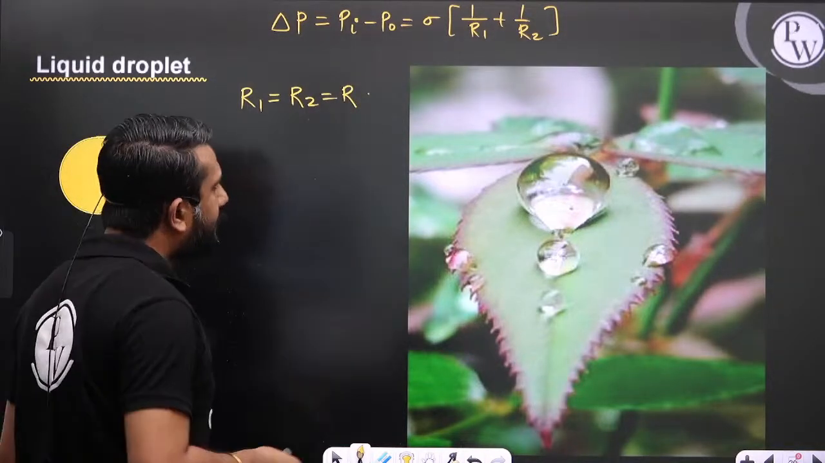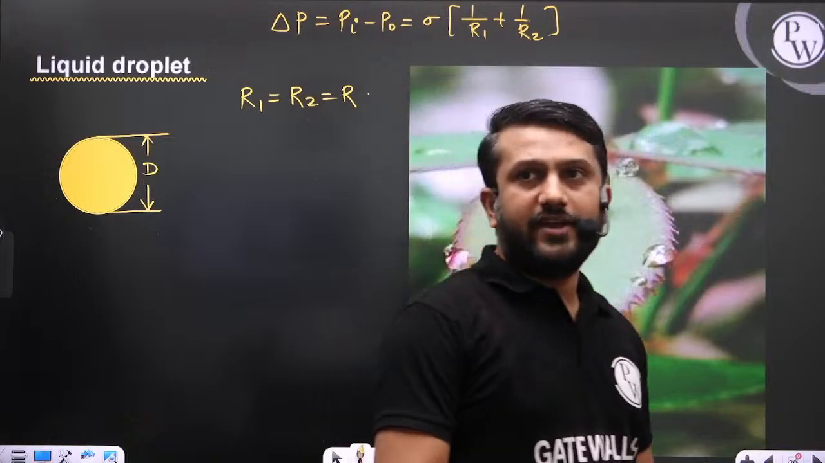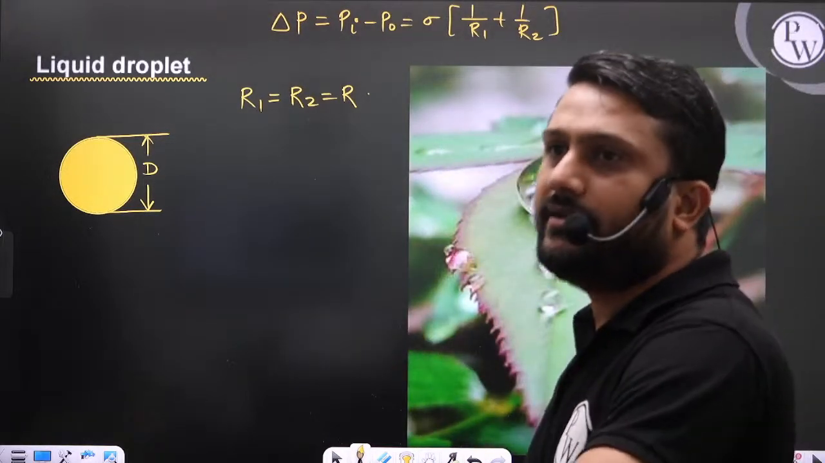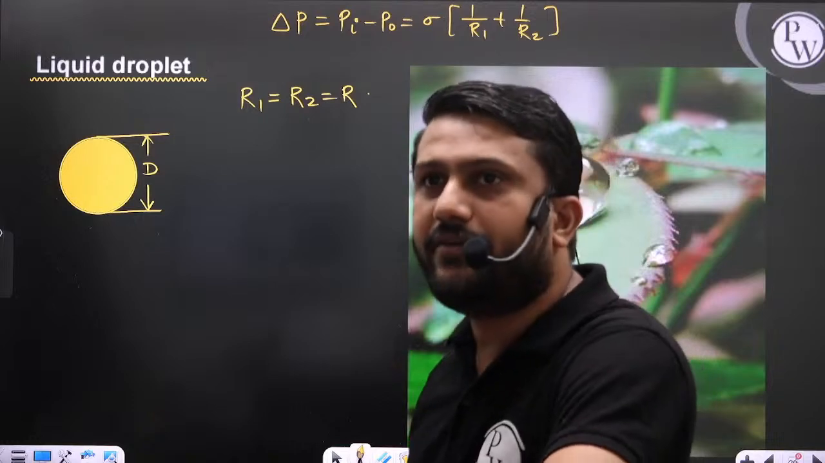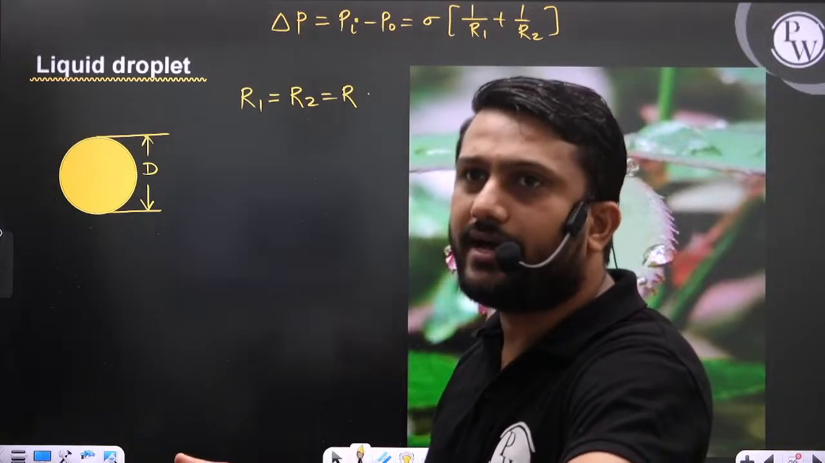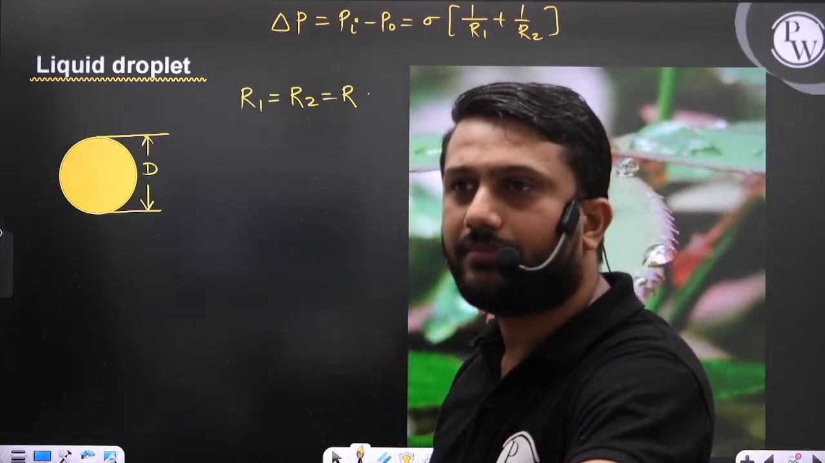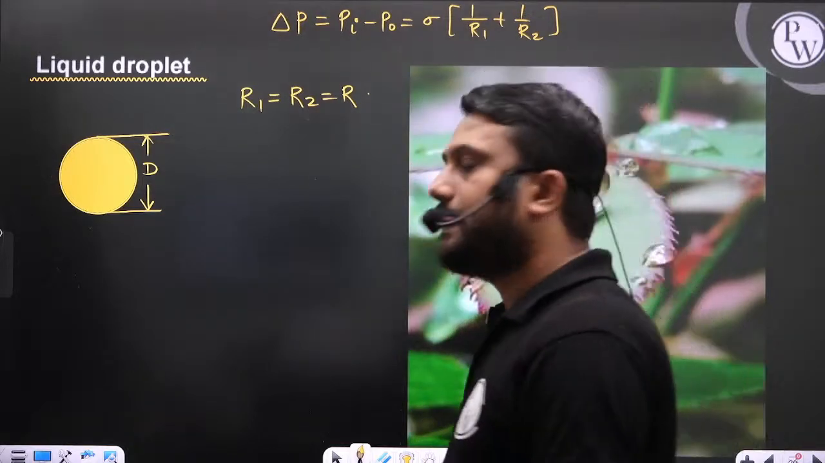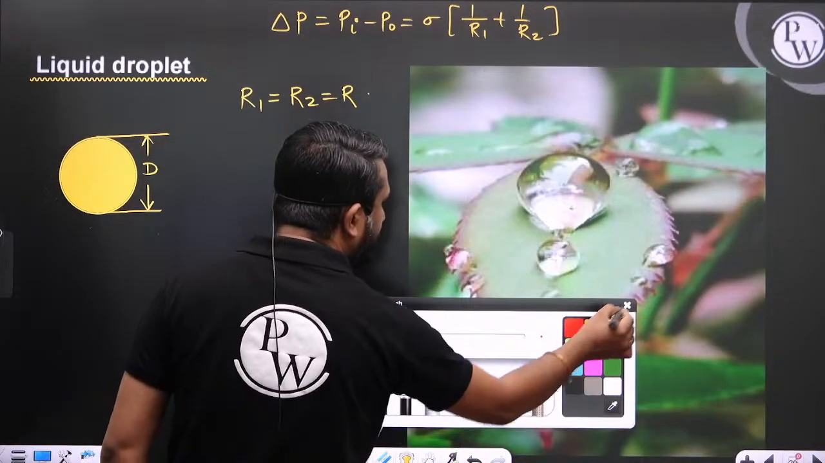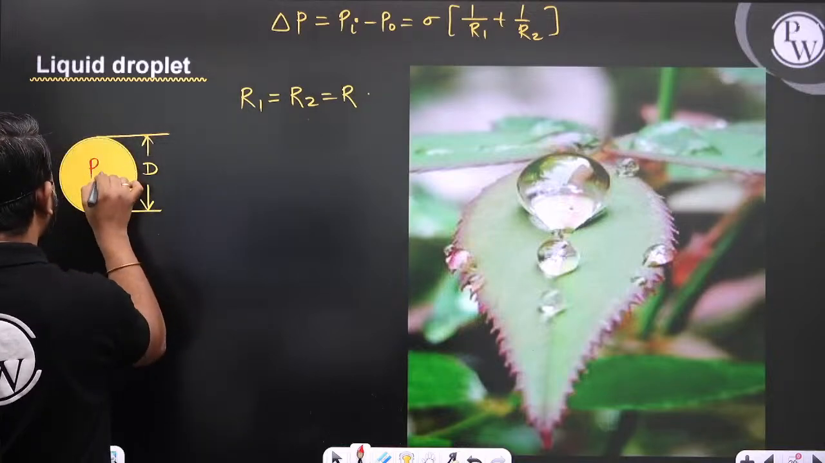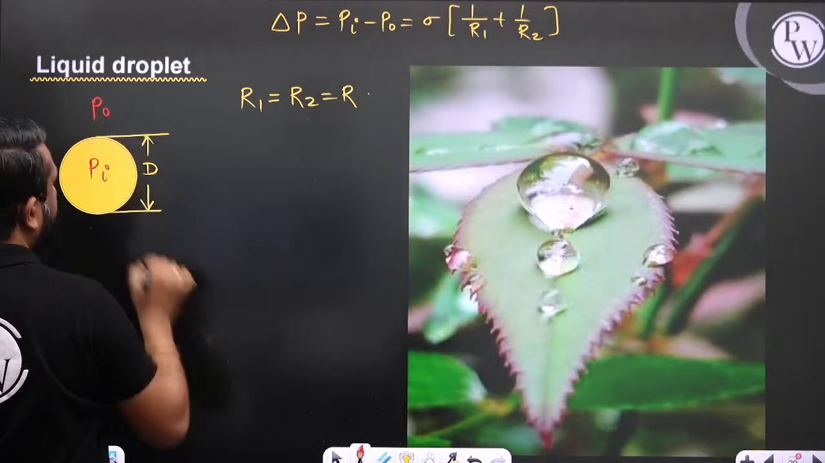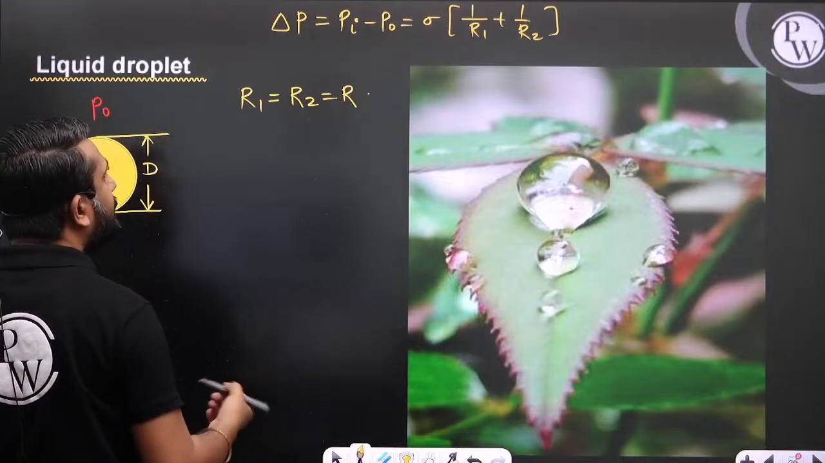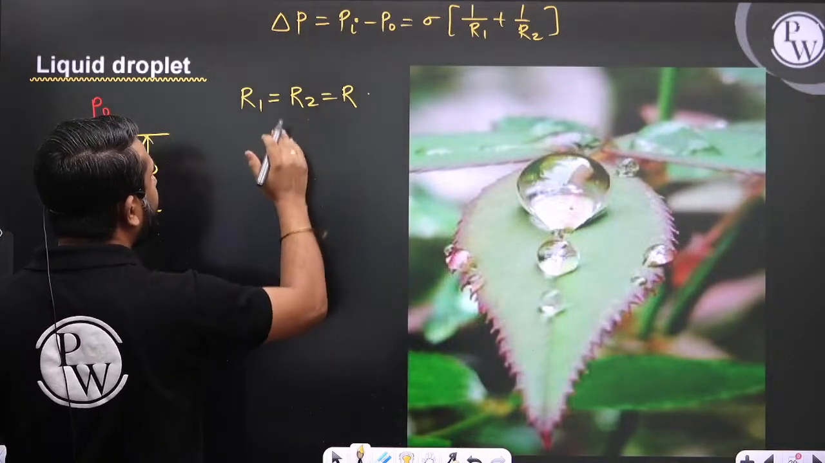We can write now that your liquid droplet is spherical in shape, so R1 is equal to R and R2 is equal to R. Yes or no? Inside the pressure is Pi, outside the pressure is P naught. And in the case of the liquid droplet, R1 and R2 are the same, equal to R.